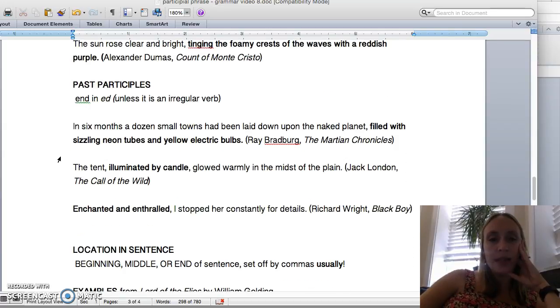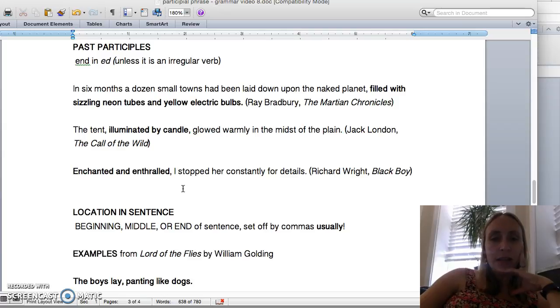Past participles. In 6 months, a dozen small towns had been laid down upon the naked planet, filled with sizzling neon tubes and yellow electric bulbs. Wonderful. This should be Ray Bradbury. The tent, illuminated by candle, glowed warmly in the midst of the plain. Past participial phrase separating the subject and verb by Jack London. Enchanted and enthralled, I stopped her constantly for details by Richard Wright. 2 lone past participles, no adding, no decorative extra words, closing it out there.